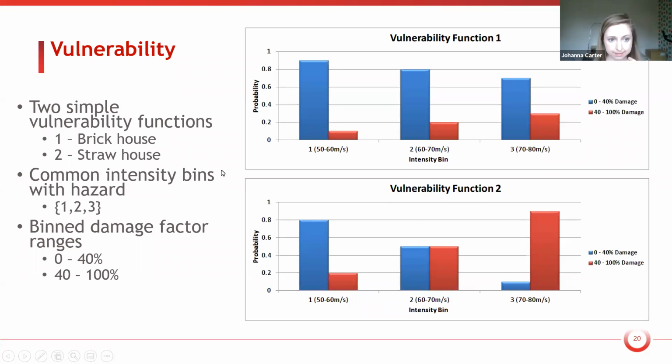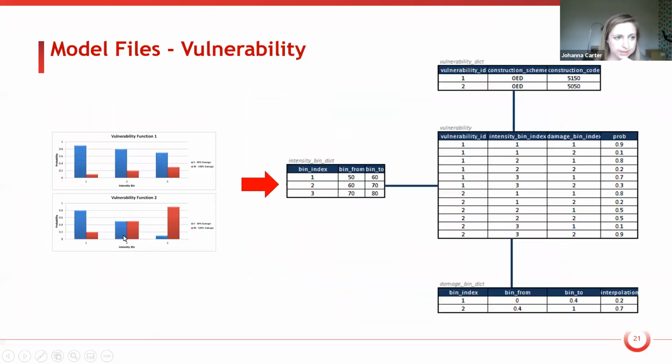Hazard intensity is binned into those ranges, but we bin damage as well. In this case, we've got 2 bins, one of 0 to 40%, and a second one of 40 to 100%. So what this looks like as data, again, let's have a look at the smaller tables, the dictionaries, first. The 2 vulnerabilities have associated construction codes, which represent the construction type, so brick and straw.